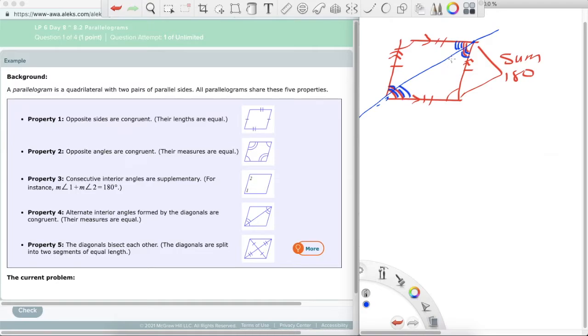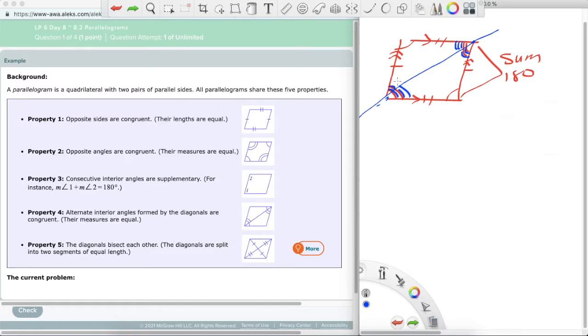So remember, alternate means I'm crossing over the transversal and I'm going as far away as I can without leaving the interior of the parallel lines. So with this one, I'd go to the other side and then slide as far away as I can. Should be this one here.